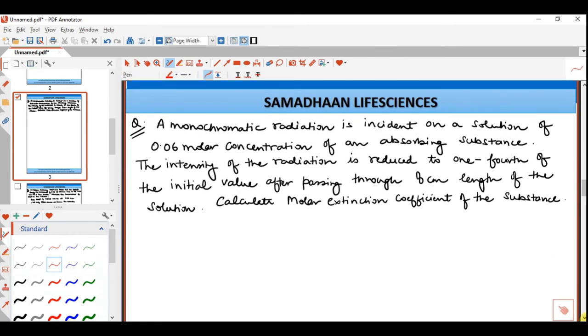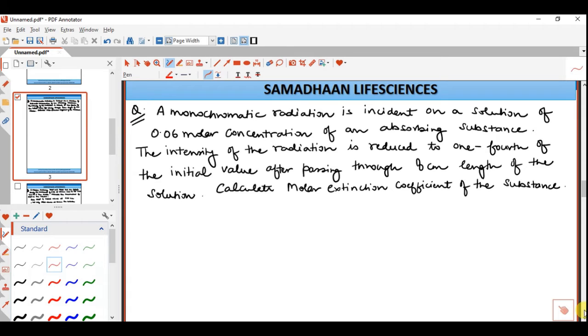So this is the second question. A monochromatic radiation is incident on a solution of 0.06 molar concentration of an absorbing substance. The intensity of the radiation is reduced to 1/4 of the initial value after passing through 8 centimeter length of the solution. Calculate the molar extinction coefficient of the substance.